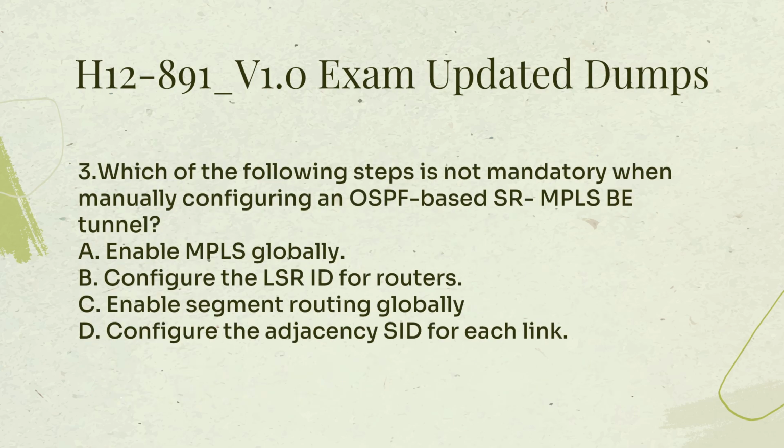3. Which of the following steps is not mandatory when manually configuring an OSPF-based SR-MPLS BE tunnel? A. Enable MPLS globally. B. Configure the LSR ID for routers. C. Enable segment routing globally. D. Configure the adjacency SID for each link.